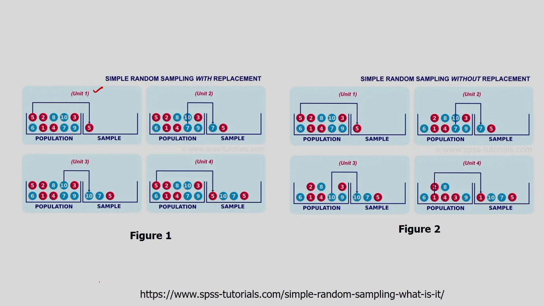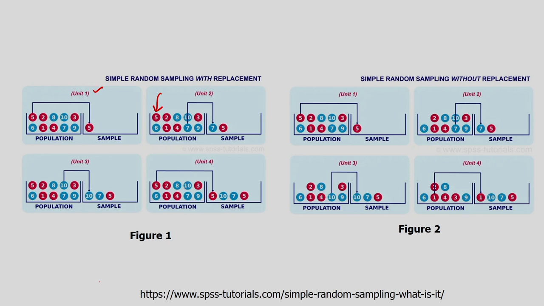First, suppose the ball 5 is sampled. Out of 10 balls, suppose I am drawing a particular ball, and the ball number is 5. So what is the probability of obtaining the ball 5? Because I have 10 balls, it is 1 divided by 10, that is 0.1. In unit number 2, you can see I am replacing the ball. The ball 5 is placed in the vase again. And in unit number 2, I am drawing another ball randomly, and suppose the ball is 7. So this is the random sampling.